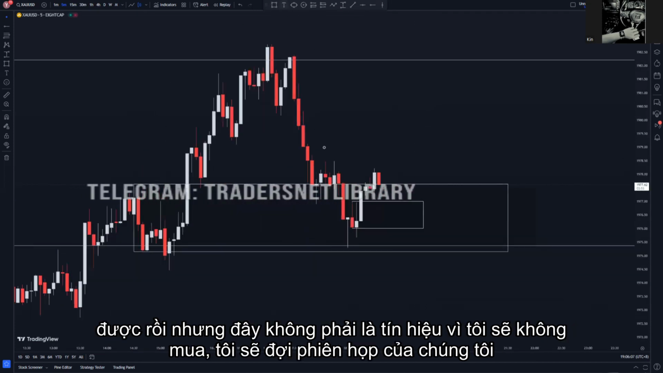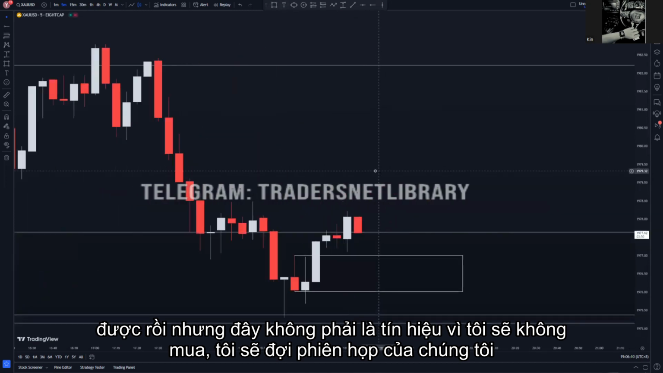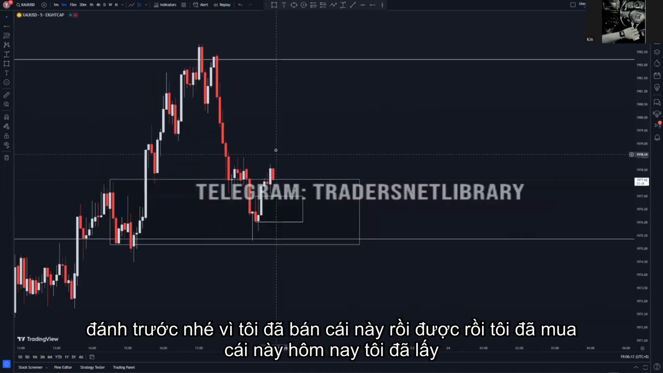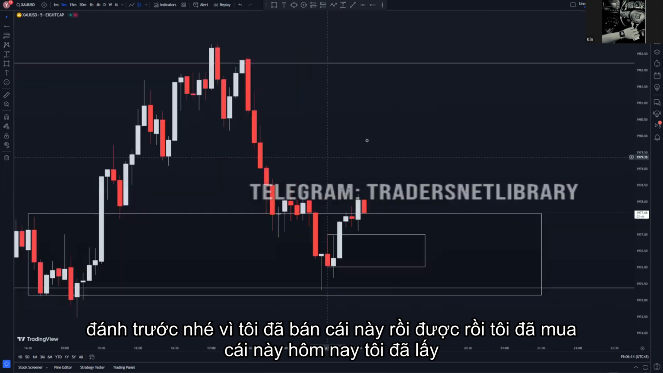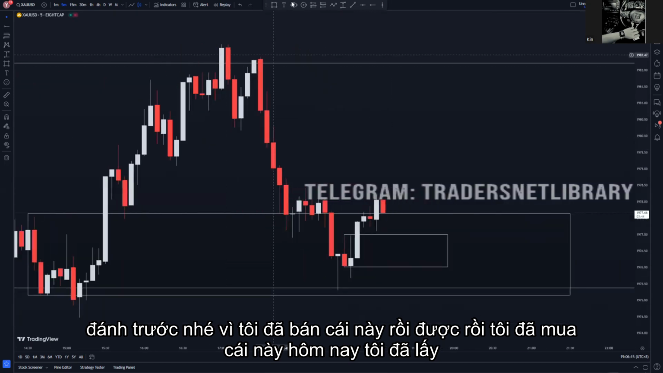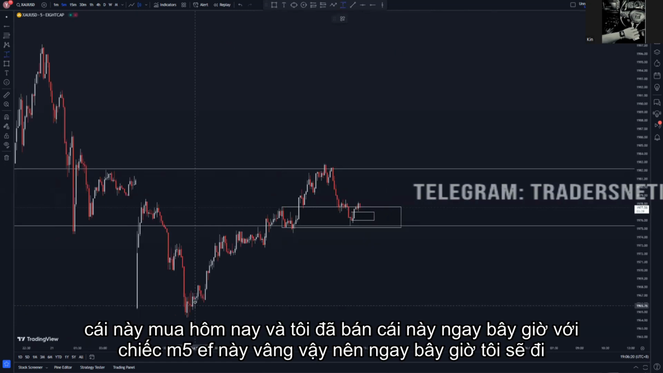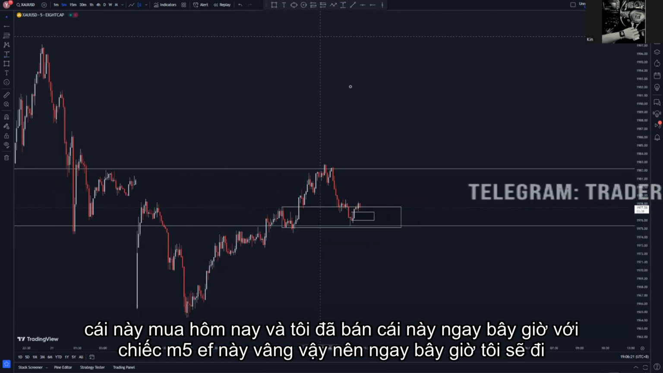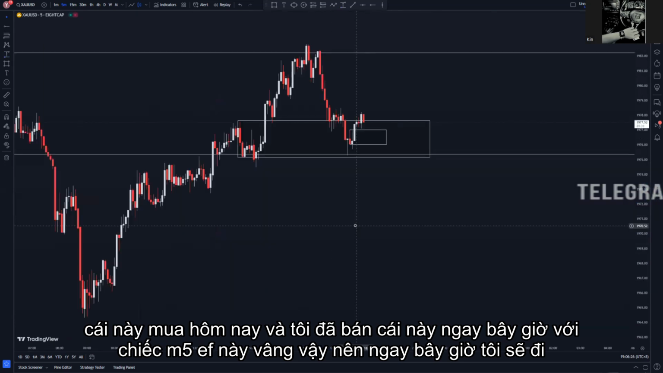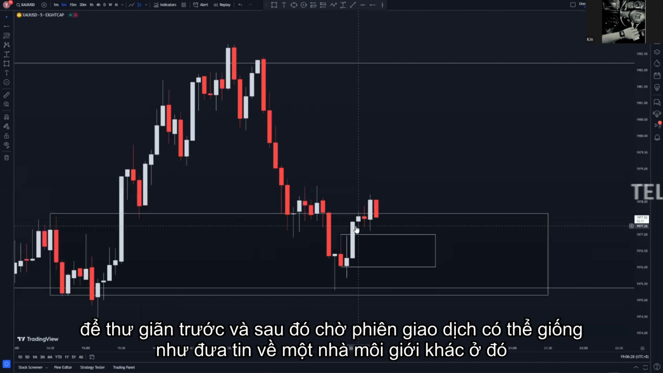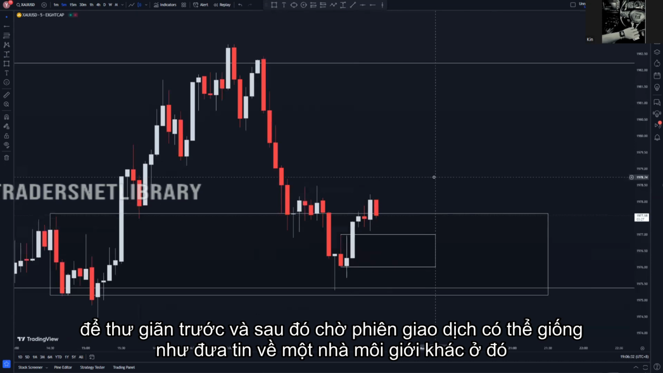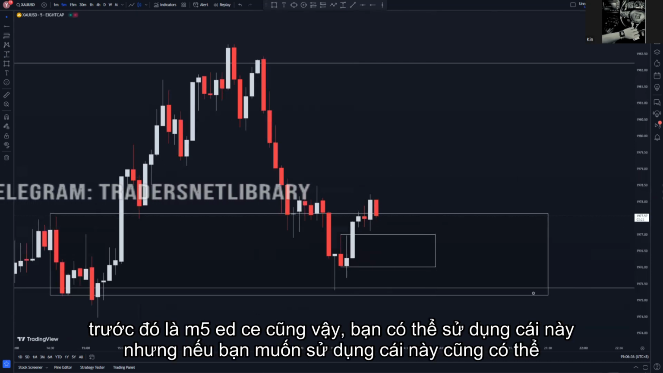Okay, but this is not a signal because I'm not taking a buy. I'm going to wait for the US session to hit first, because I already took the sell just now. I took this buy today, and I took the sell just now with this M5 EF. So right now I'm just going to chill down first and then wait for the US session, or maybe during the news.